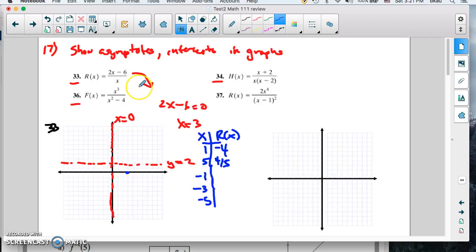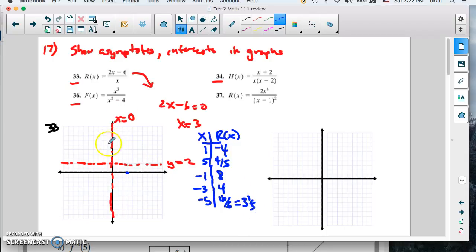-1. So -2 minus 6, -8 divided by -1, which would be +8. -3 would be -6 minus 6, so it would be -12 divided by -3 would be 4, and -5 would be -10 minus 6 would be -16 divided by -5, so that'd be +16 over 5. Okay, that's 3 and a 5th.